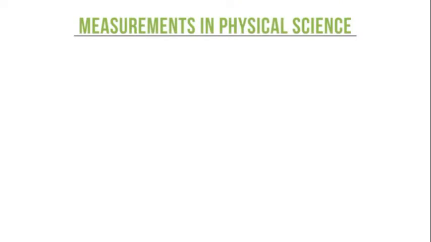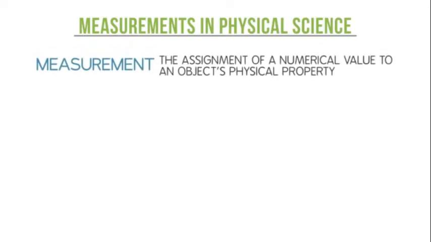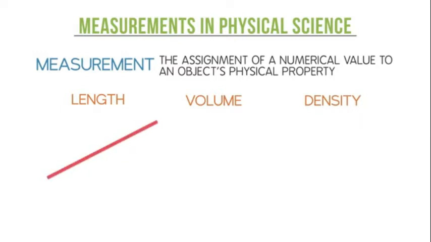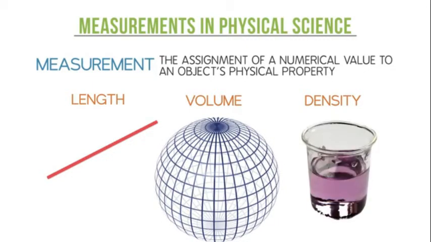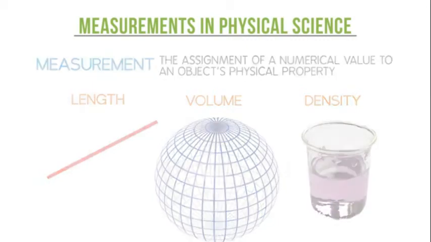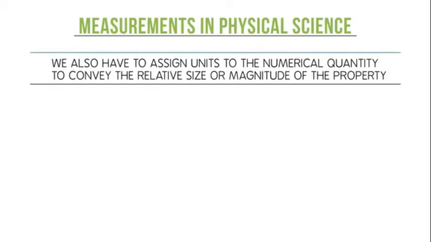Well, in science, a measurement is considered the assignment of a numerical value to an object's physical property. Measuring physical properties such as length, volume, and density is very common. For example, you might want to know the length of a line, the volume of a sphere, or the density of a liquid.